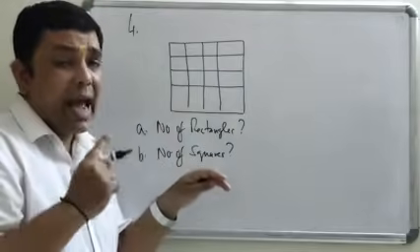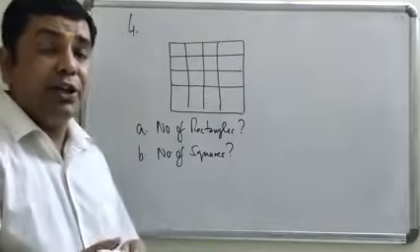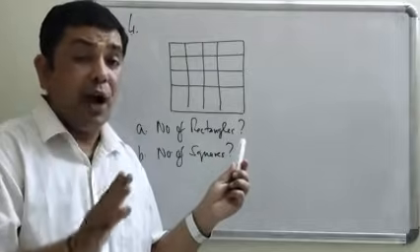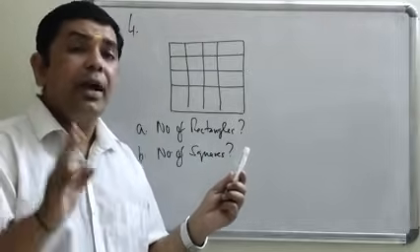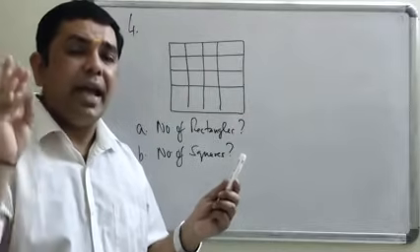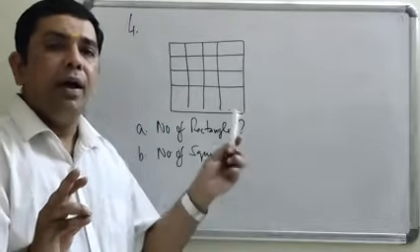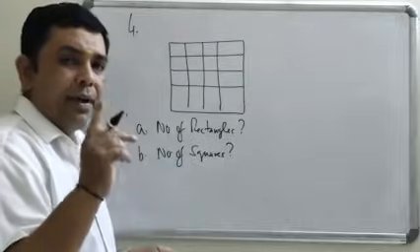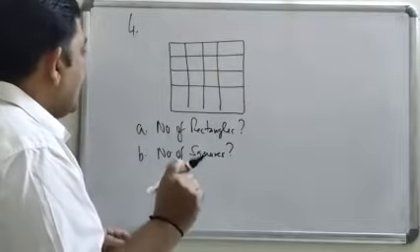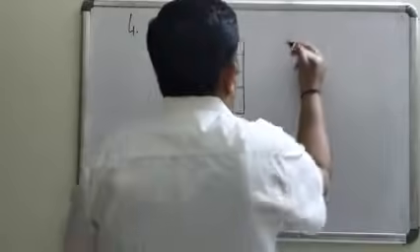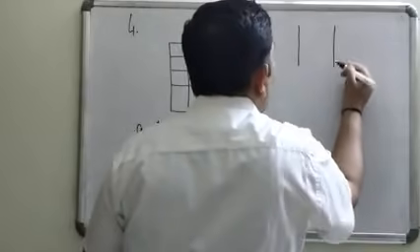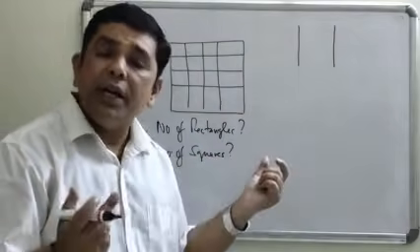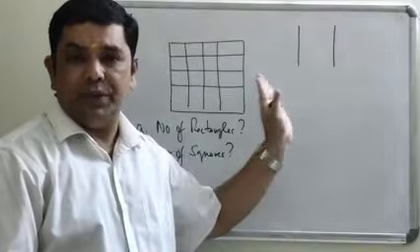The number of rectangles, please appreciate, dear students, is something which is not to be counted. If you start to count them, it is going to be very time-taking and extremely cumbersome. How do we get to the number of rectangles? Very easy. Please appreciate, in order to make a rectangle, I need 2 vertical lines. Which 2 vertical lines? Any 2 vertical lines which are parallel.